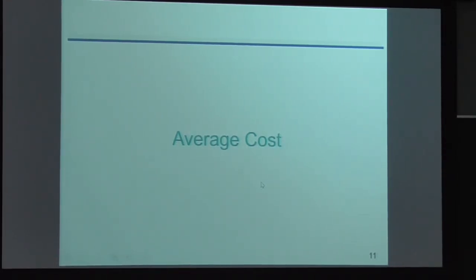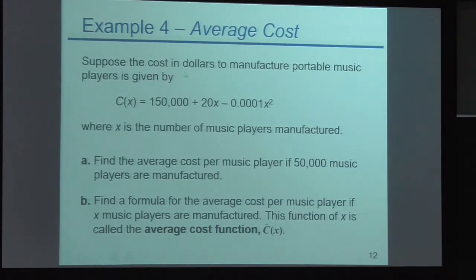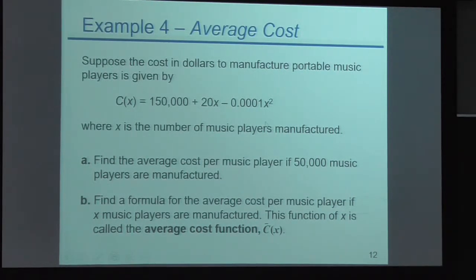So then what can you do to get the average cost? Just divide the total cost by 100, right? So more generally, instead of dividing by 100, we divide by x, right? If we just take the total cost function and we divide it by x, that gives you the average cost, right? Okay. So here, suppose that the cost in dollars to manufacture portable music players is given by this.